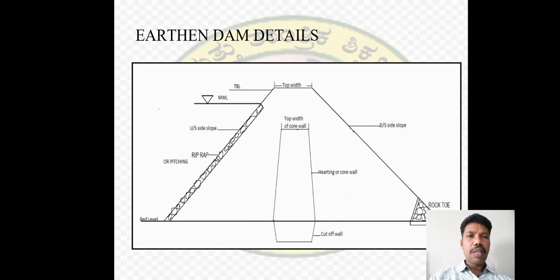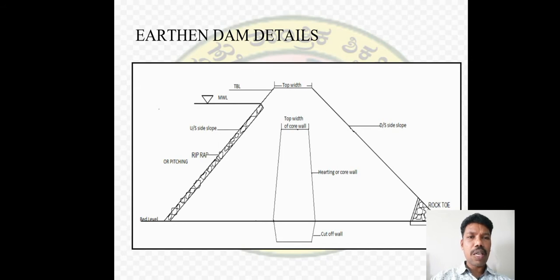Then we have the dam details. In this figure, I have given the details of the earthen dam, starting from the levels. At the bottom we have the bed level, then we have the FTL, and we have the MWL, maximum water level. FTL means full tank level, MWL means maximum water level. Then we have the TBL. TBL means top bund level. Then I have shown the top width of the bund. Then on both sides, one side is upstream and the other side is downstream.